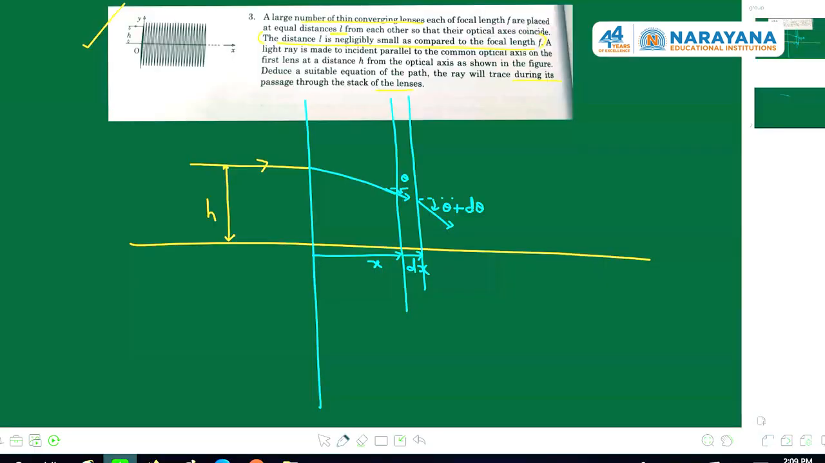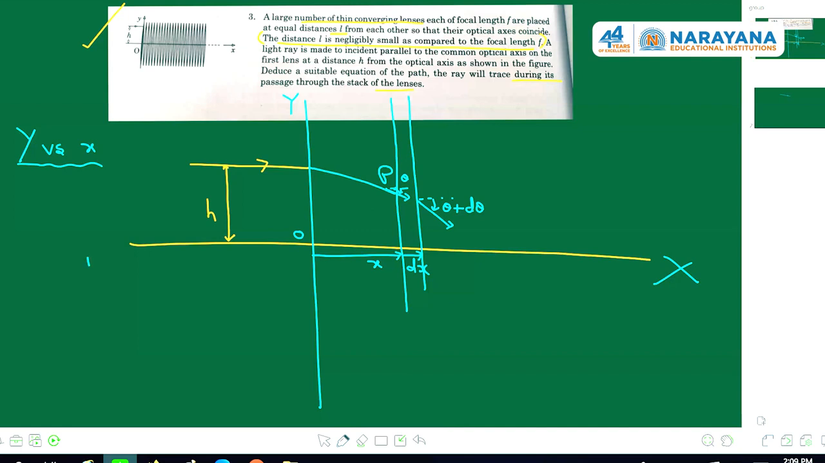We do not yet know the path. This is the origin, x-axis, y-axis, and obviously I am interested in y versus x of this ray. So we don't know the path, but we know that at some general point x, y, if it is traveling at an angle of theta and it further shifts by d theta, the total angle that this ray is making with the x-axis there is theta plus d theta. I want to find the equation of this trajectory. This general point here, let's say, is P.